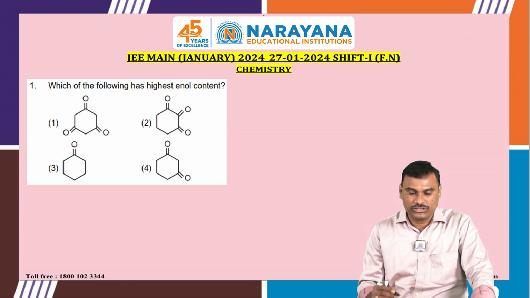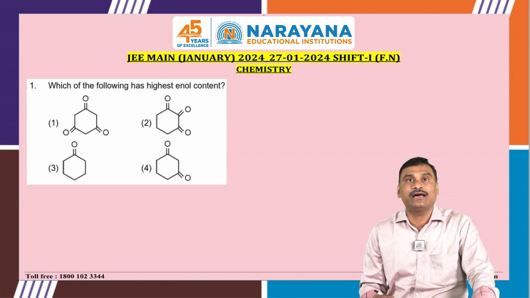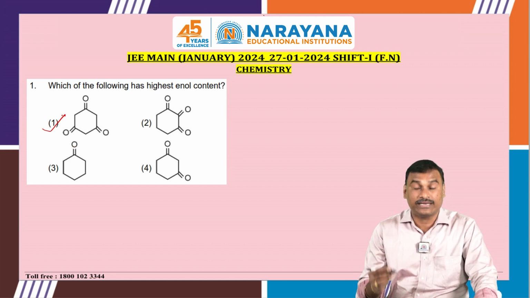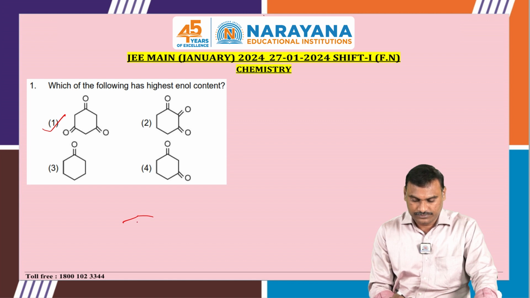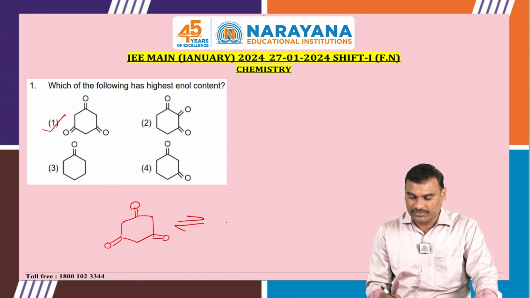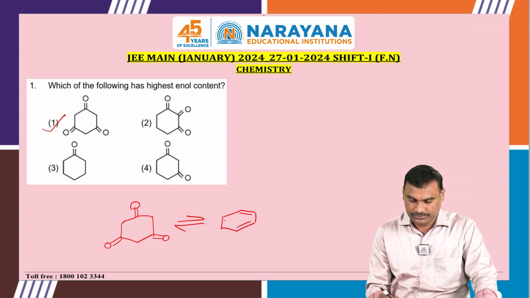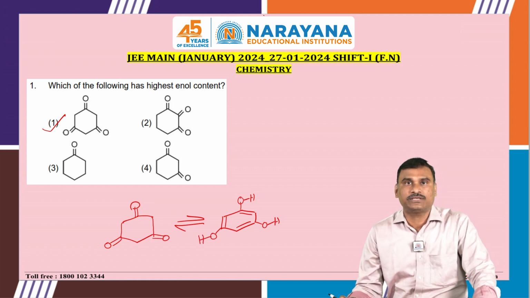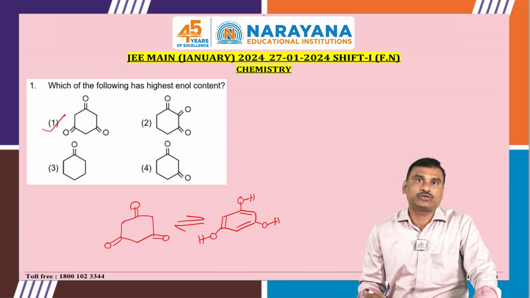Yes, students, the first question: which of the following has the highest enol content? This can be solved easily. In the given options, the first is the correct one, since, you see, after enolization the first option gives a more stable compound. Therefore, according to the given question, option 1 is the correct answer. Now, go for the next question.